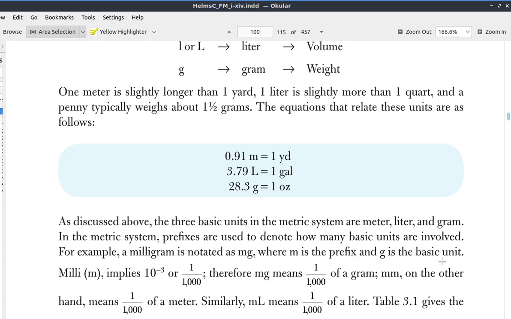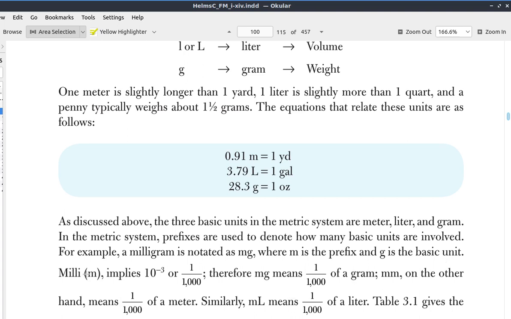So milliliters, milligram, microgram, kilometers. K is a prefix, right? M, meter, is the unit. In millimeters, m is the prefix, and meter is the unit.